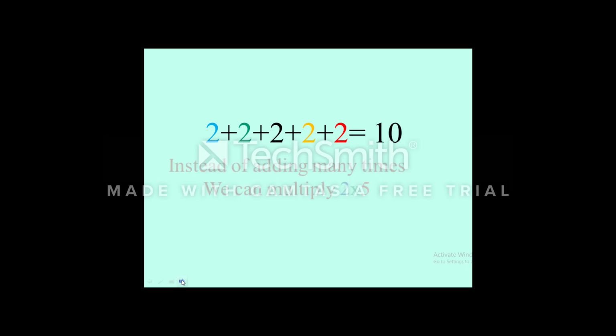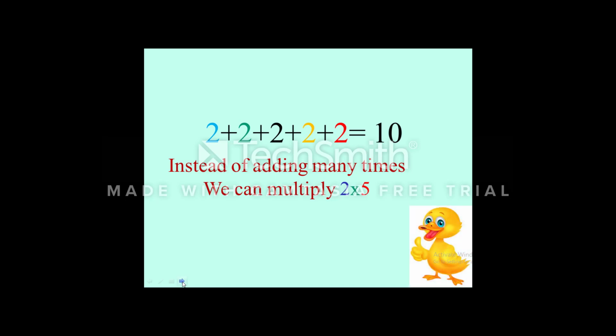We can change addition to be multiplication. How? Which number do I add? Of course, number 2. It's repeated how many times? Let's count. 1, 2, 3, 4, 5. So instead of writing 2 five times and adding it five times, I can write 2 times 5. Excellent.